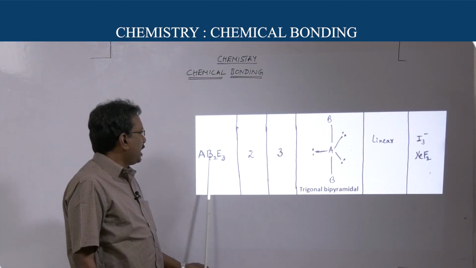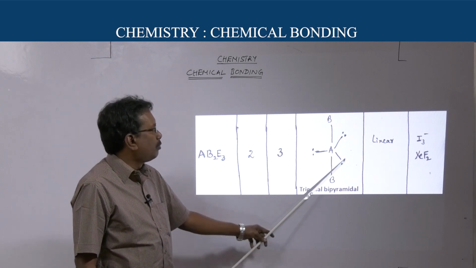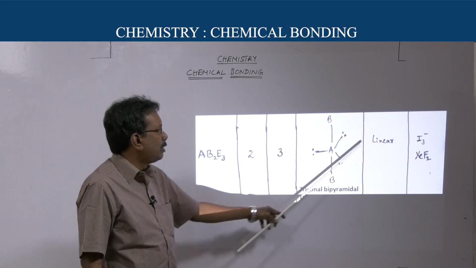Next, the AB2E3 type means 2 bond pairs and 3 lone pairs. So all 3 lone pairs occupy the equatorial position. Then if you remove these lone pairs, the shape of the molecule becomes linear.